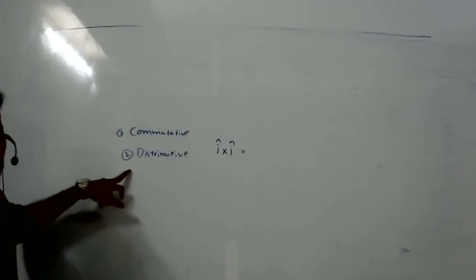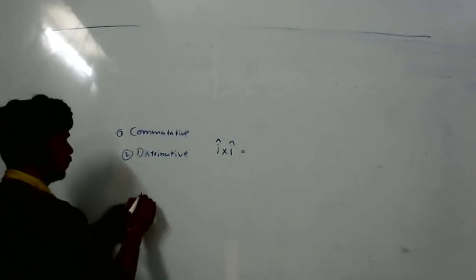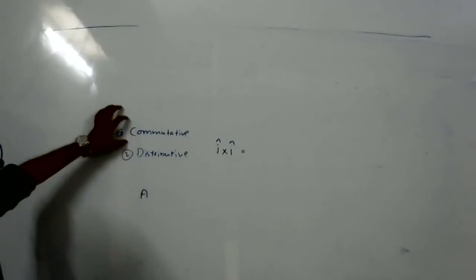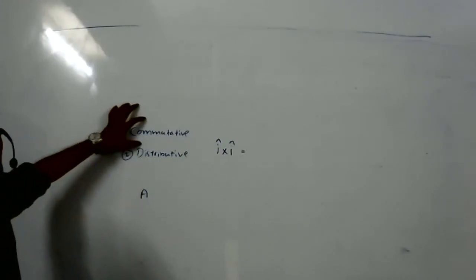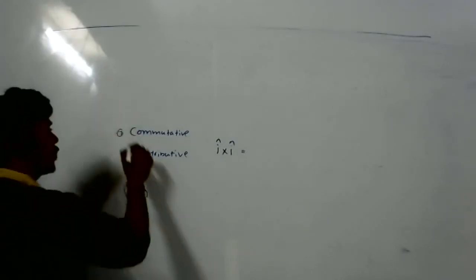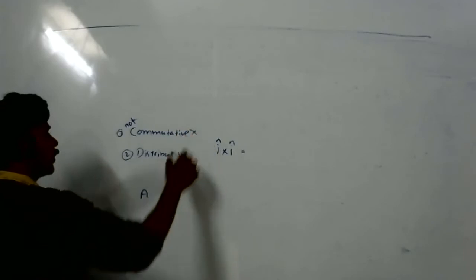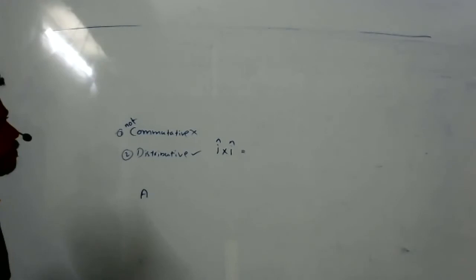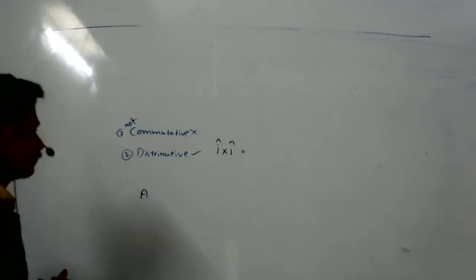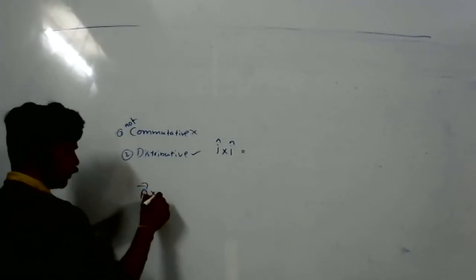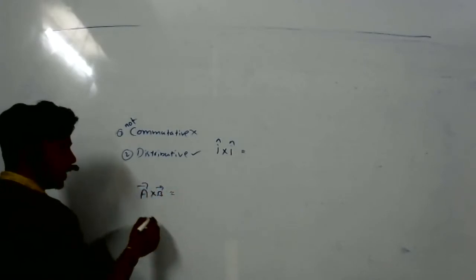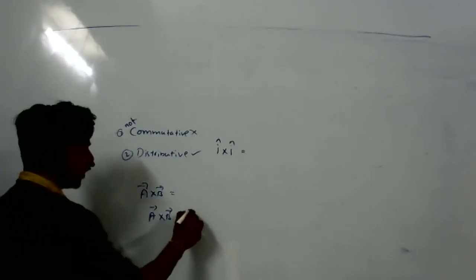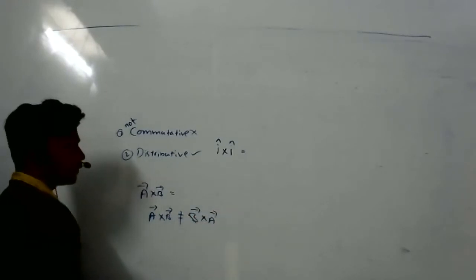The third one is A bar cross B bar is not equal to B bar cross A bar. Does cross product follow commutative? No, it is not commutative, right? So in the first one, we wrote the values of a cross b and b cross a, which is ab sin theta and minus sin theta. A cross B is not equal to B cross A. That's what we have discussed.